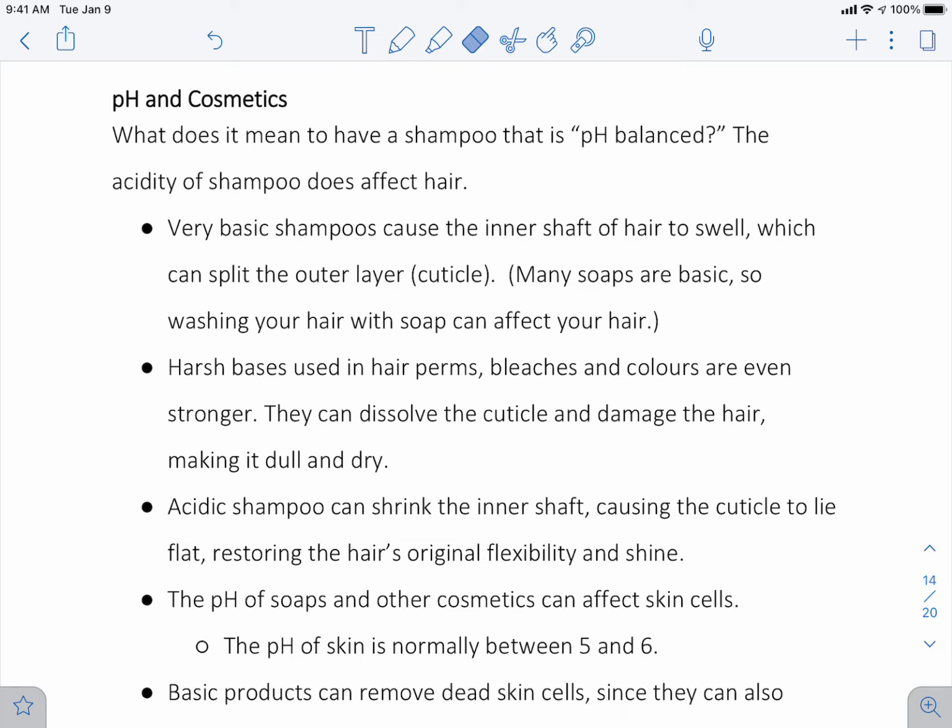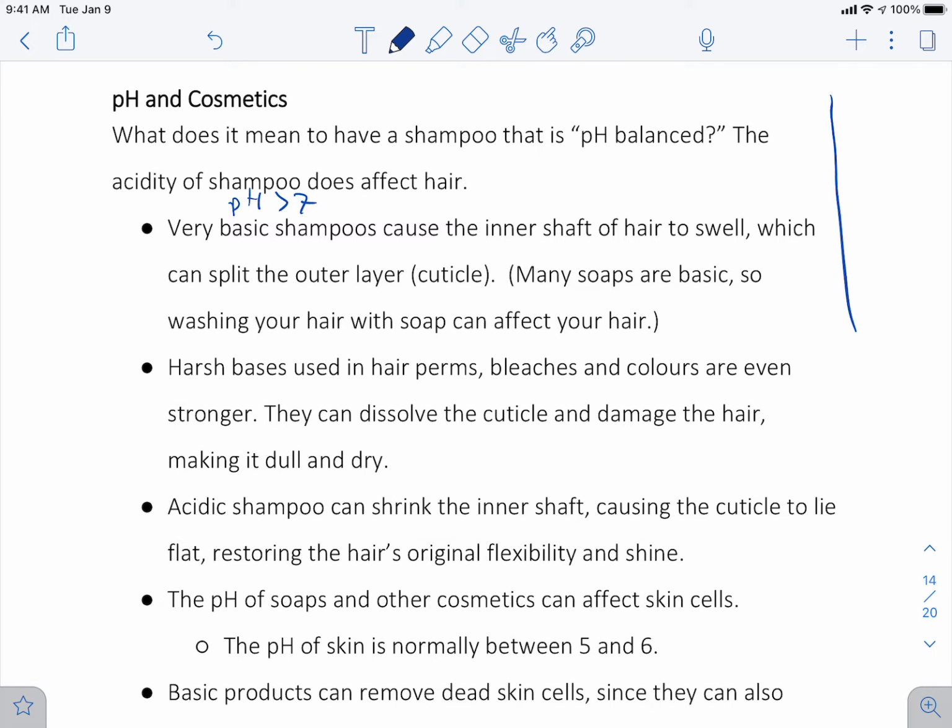We're just going to talk about some applications of pH and some of the places you might find it in your day-to-day life. So what does it mean to have a shampoo that is pH balanced? Well, the acidity of shampoo does affect hair. Basic shampoos, so that means pH is greater, right? This is pH over 7. Cause the inner shaft of the hair to swell.